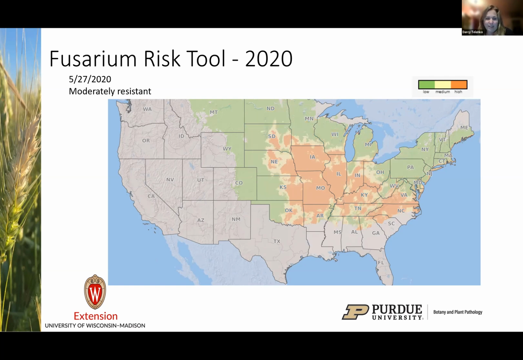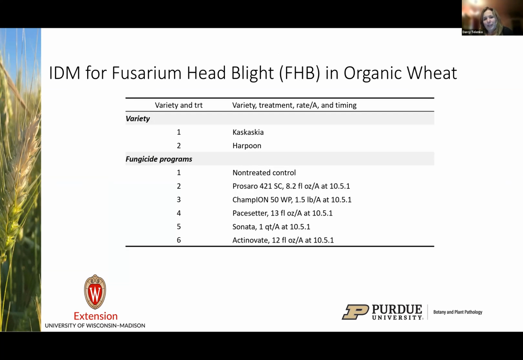Again, looking at moderate resistance, it contracts back a little bit because we have that resistance deployed to try to minimize the disease. And so some of the work we've been working on with this new project is we wanted to look at 2 different varieties by some of these newer products that are available, and do they provide the protection compared to our standard conventional product. Procero is what we used.